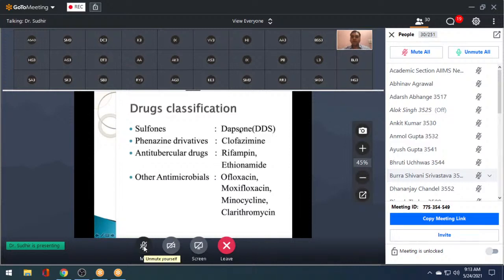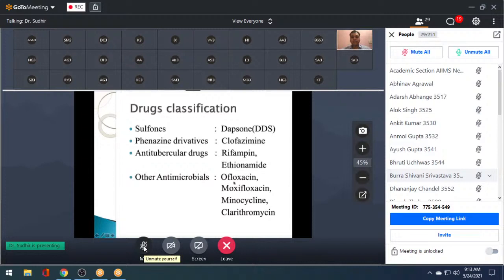So these are the drugs available for leprosy treatment. You have sulfones, that is dapsone, DDS. It is a sulfonamide group of drugs. Then phenazine derivatives, clofazimine. It is a dye, just like a coloring dye. Okay, clofazimine dye. Anti-tubercular drugs can be used in this condition, like rifampin or rifampicin. Ethionamide can be used. Okay.